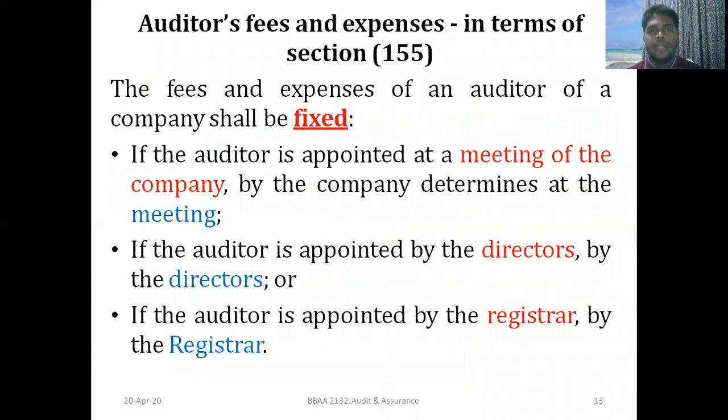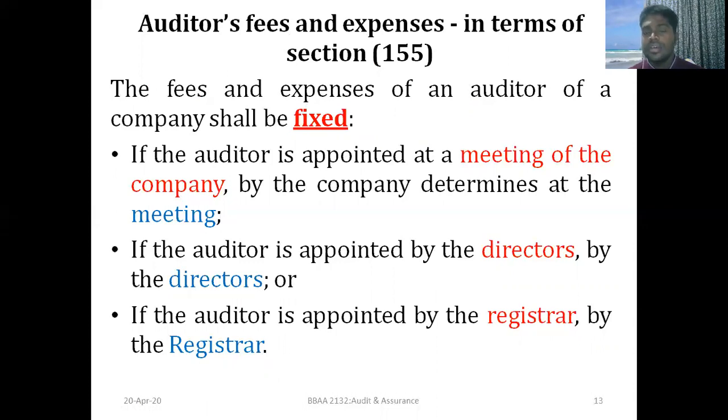Okay, then this is another important one: auditor's fees and expenses. That is important. Many times we discussed it, even in my video lectures, and I already clearly explained. Each and every company pays auditor fees, and it's a very huge expense to the company, even when the company does the audit. So we should clearly understand auditor's fees and expenses. Who decides those particular fees and expenses? Under different situations, different people can decide.